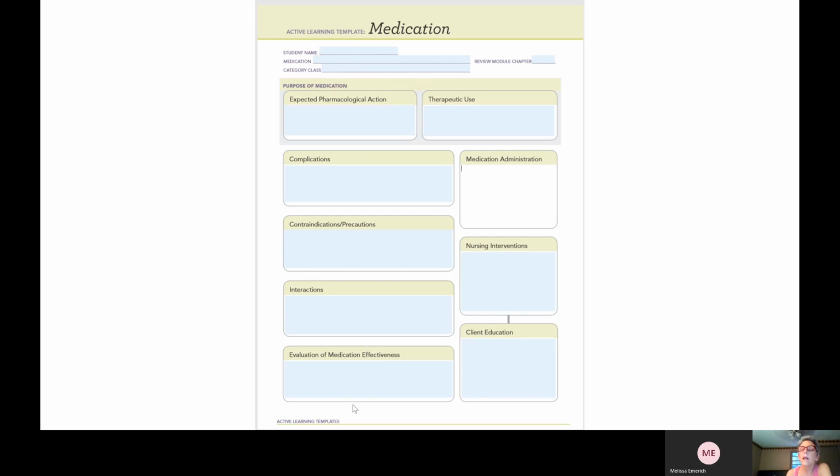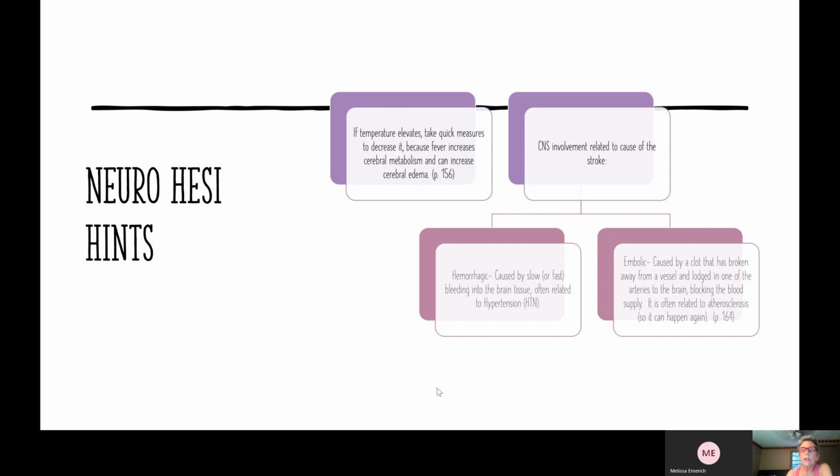All right. And then finally, in our flow of how we address each of our systems each week, we look at our HESI hints from the red review book, which we're using the 2017, which is the 5th edition.